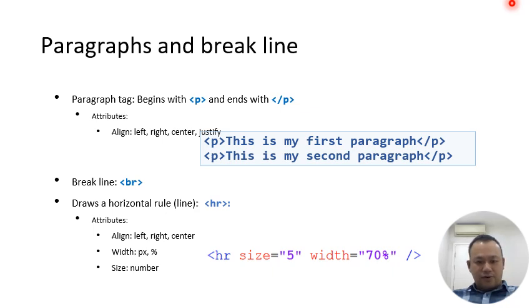There are attributes of P tags. We have align: left, right, center, and justify. And we also have a line break. This is used to skip a line and start a new paragraph on the line below existing text. In other words, line break tags can create single line breaks within a block of text. They are useful for small breaks or for situations where a full paragraph break isn't needed.